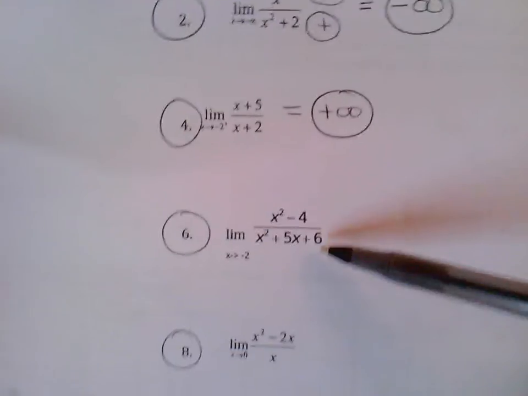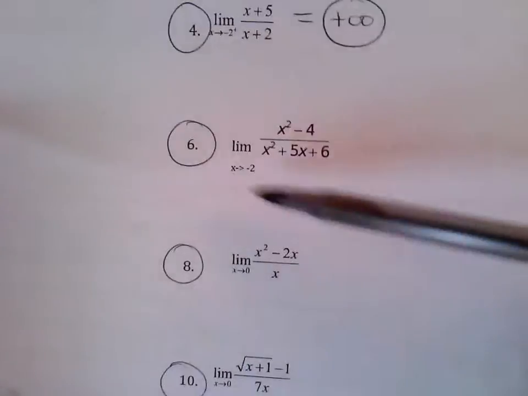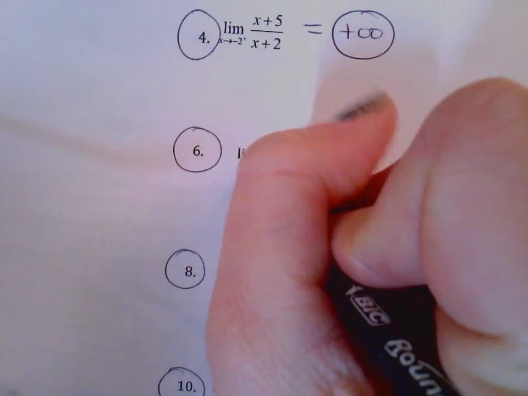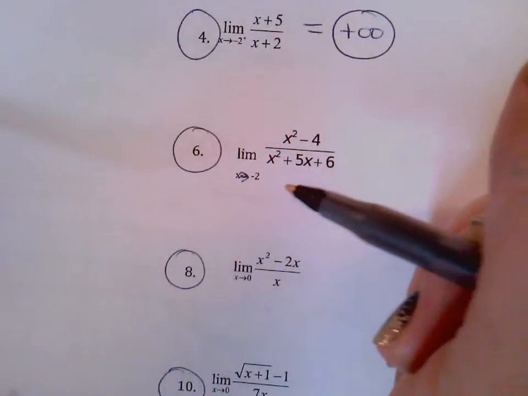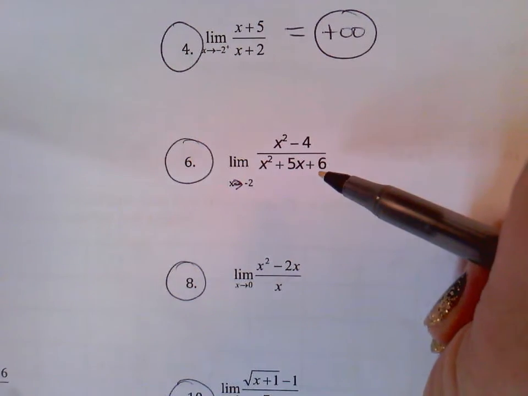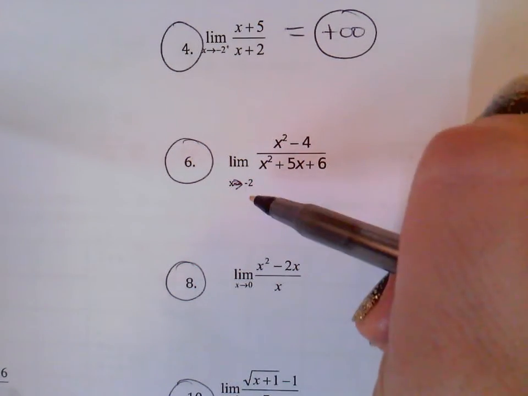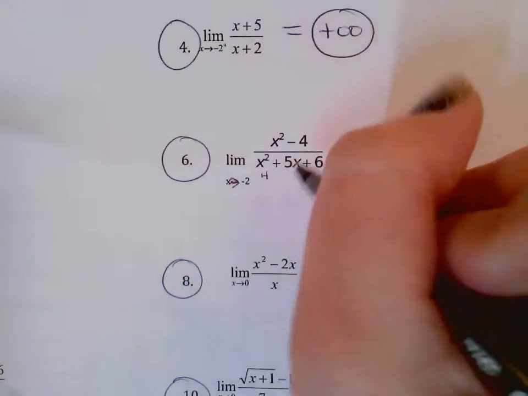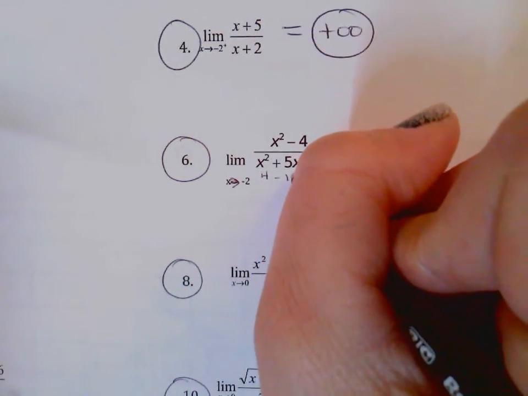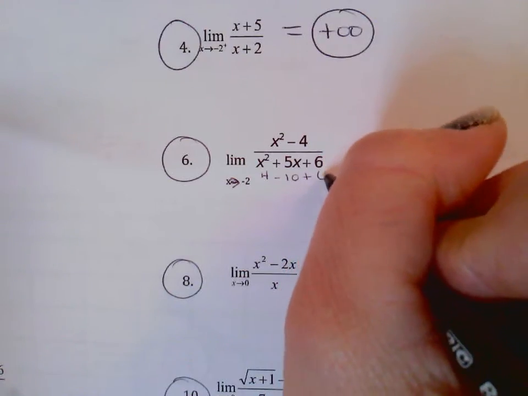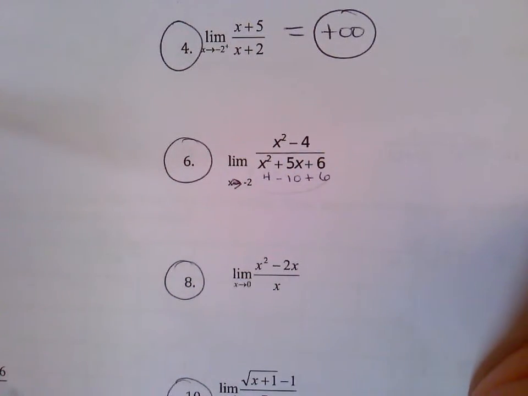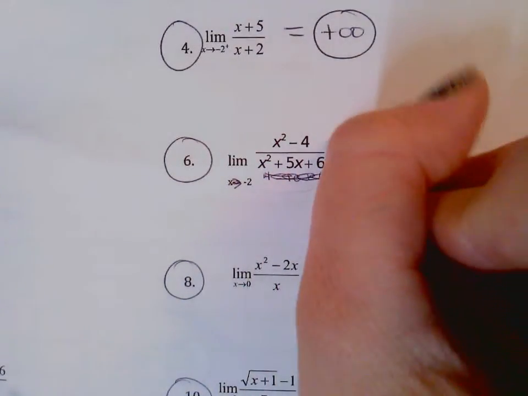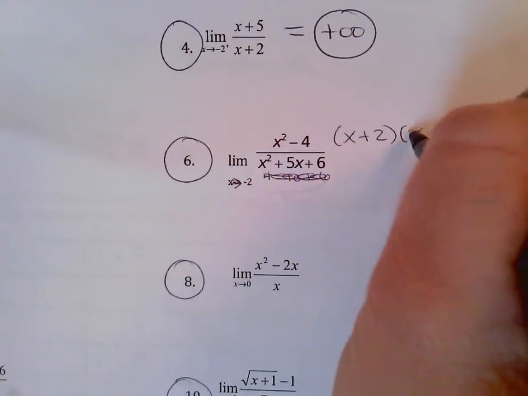All right, this time I'm trying to find the limit. These are all arrows, by the way. It was a badly written arrow. x is approaching -2. All right, when I plug in -2, can I do it? Let's see, I would get positive 4, and then I would get -10, and I would get +6. That gives me 0 in the denominator. So I must have to factor. The numerator factors x plus 2, x minus 2.